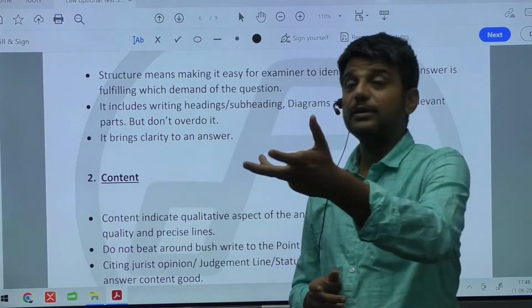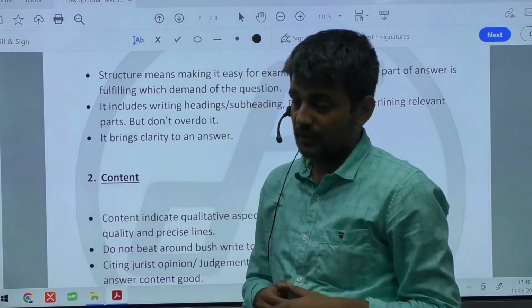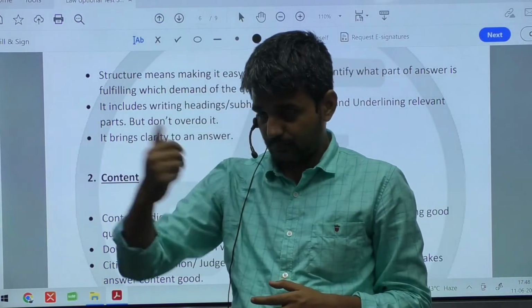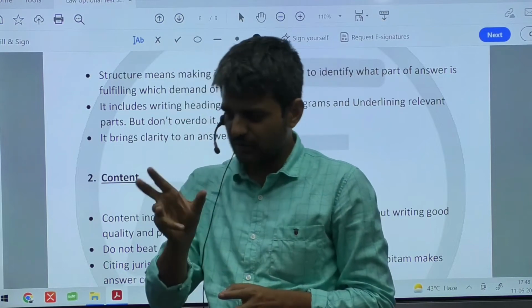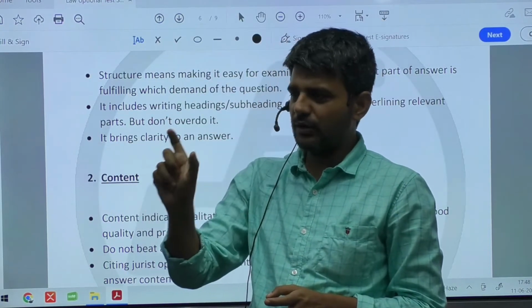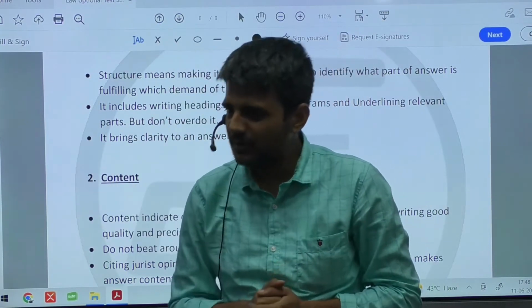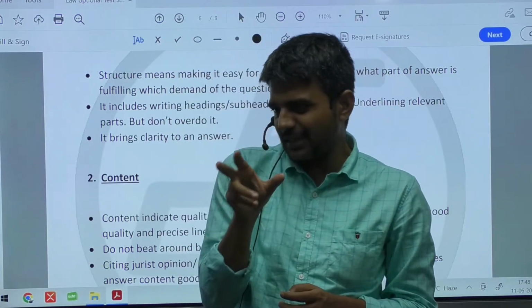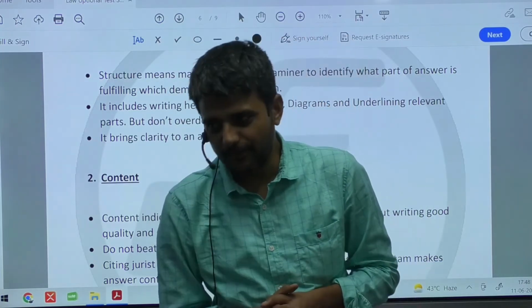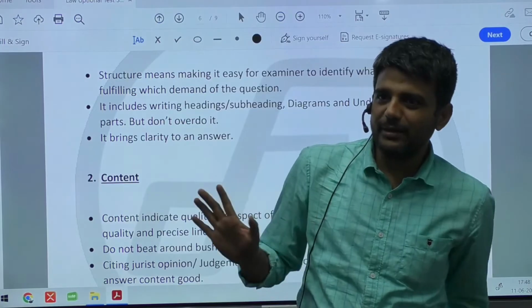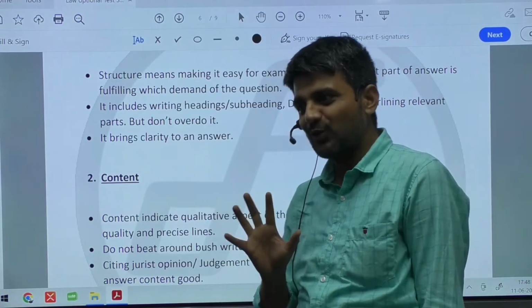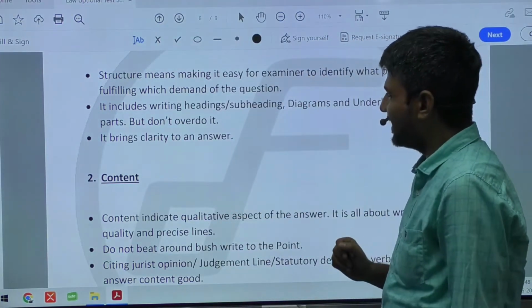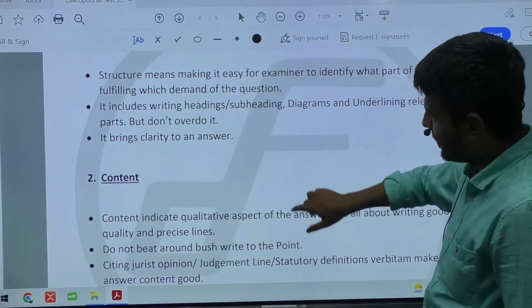Like for example, in international law, when you have to talk about custom becoming a norm of international law: custom, single arrow, crystallizes into international law. So instead of writing, if you make that diagram, it is more presentable. But you don't have to make a diagram like geography, obviously. So don't overdo it. That is why I have written it also. Now, what is the purpose? Obviously, it is to bring clarity.